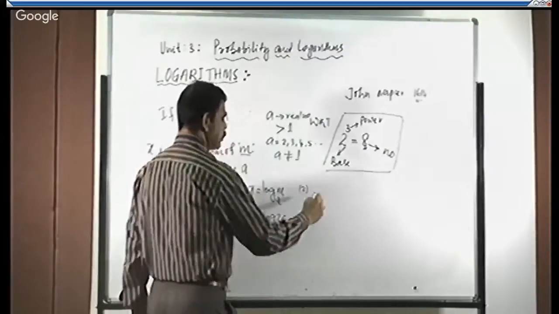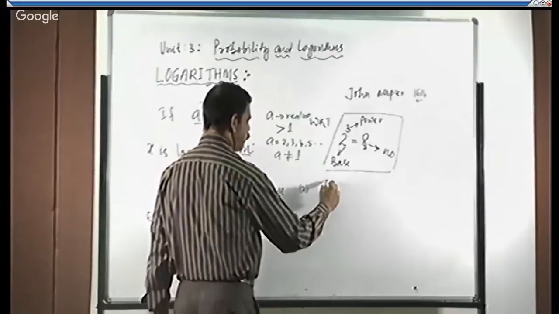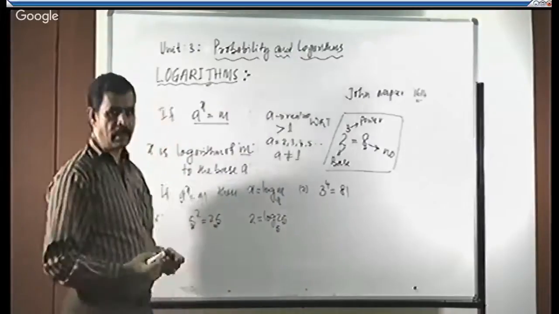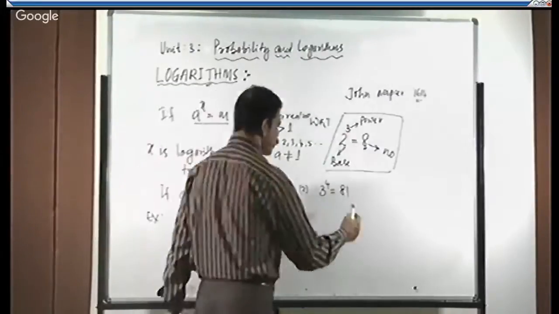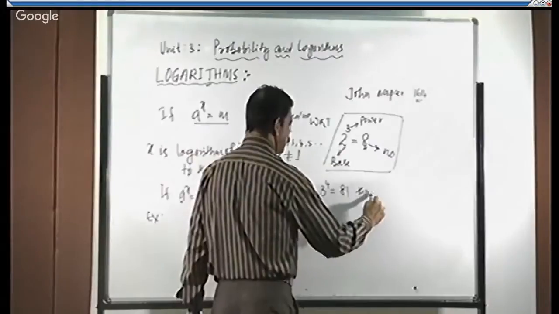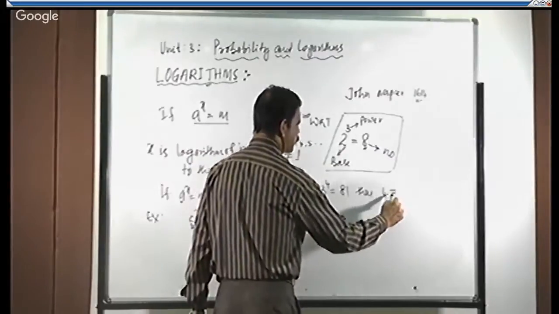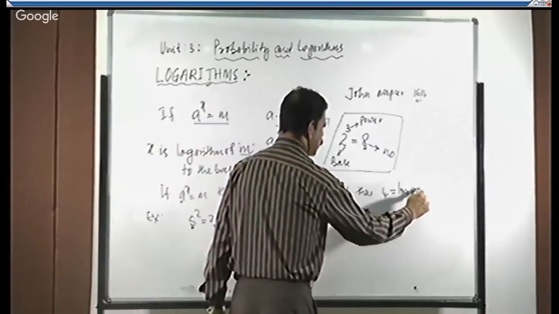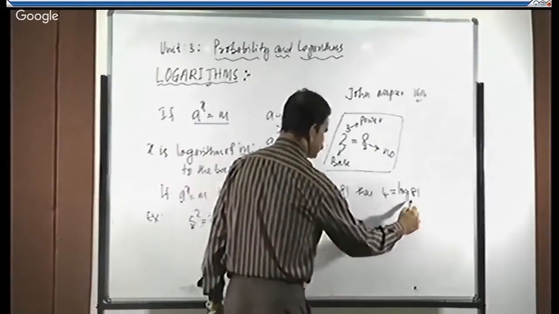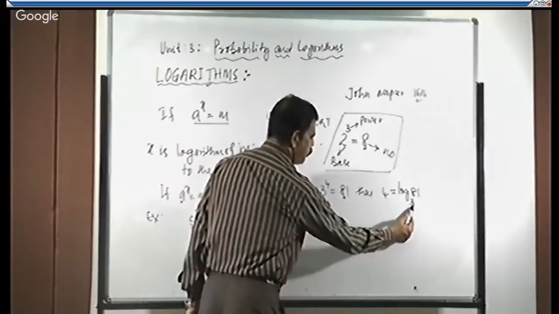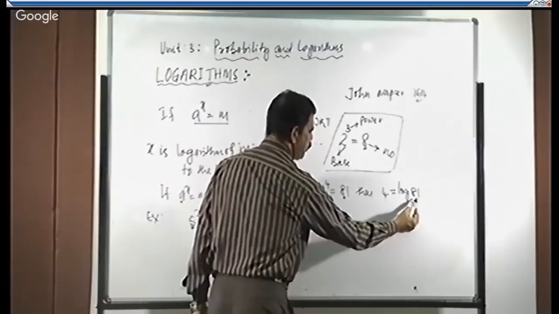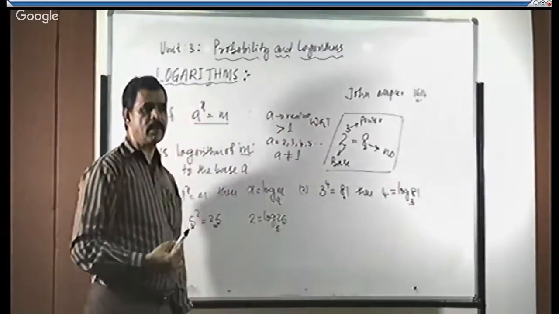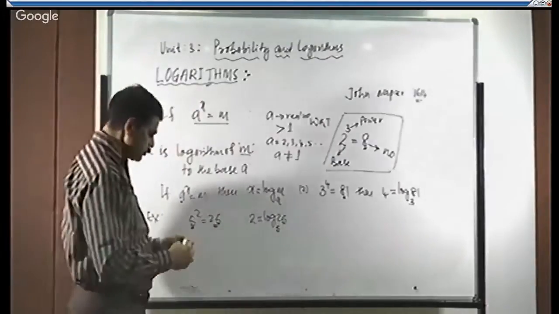Check the second example. 3 to the power of 4 is equal to 81. 3 3s are 9, 9 into 9, 81. How to write it in log form? 4 will be called the log of the number 81 to the base 3. So 3 to the power of 4 will always be equal to 81. This is an example for logarithm, right?